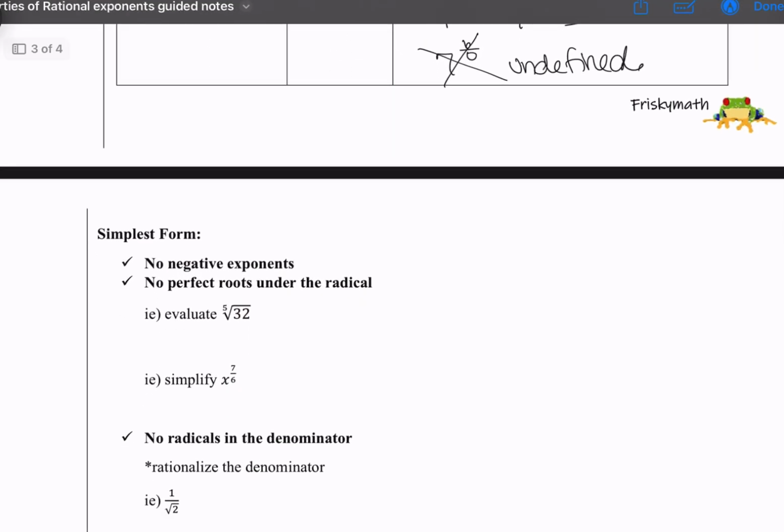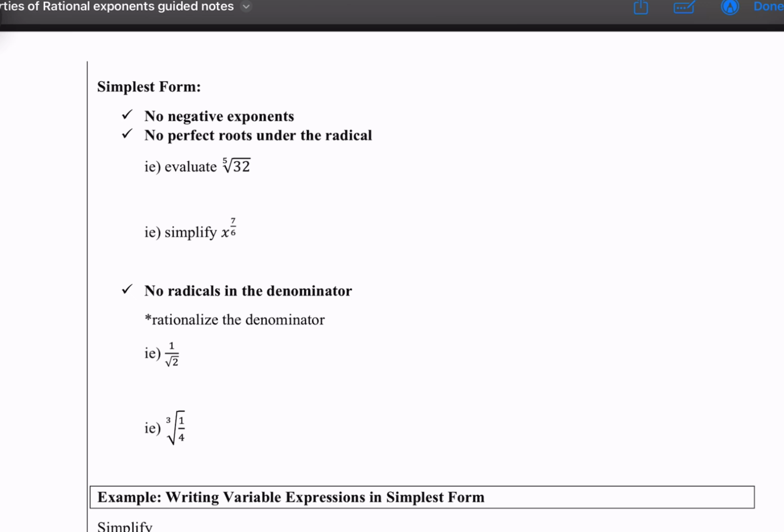Now let's talk about simplest form. All right, when it comes to simplest form, you can have no negative exponents. So you always have to apply that negative exponent rule where you turn the exponent into a positive exponent. Therefore, you got to reciprocal the base. You can have no perfect roots under the radical. That's really important. I'll show this to you in a couple of ways.